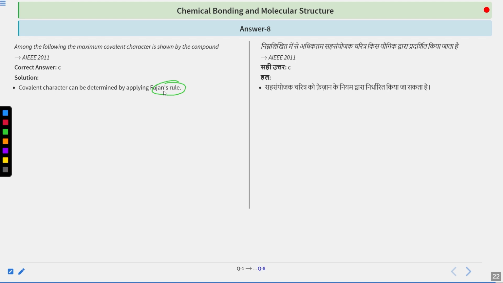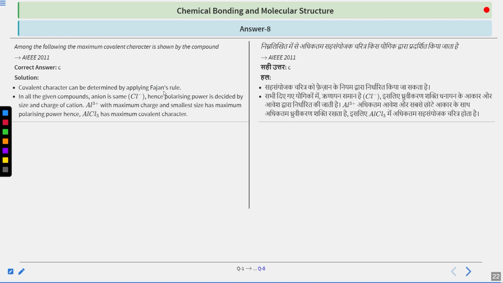As a result of this dispersed charge, the small cation is able to polarize, or change the shape of, the electron density towards itself. The electron density is attracted towards this small, densely charged positive cation, and they develop a type of overlapping. That overlapping results in covalent character. It is also given here that in all the compounds, the anion is the same. Cl minus is the anion.